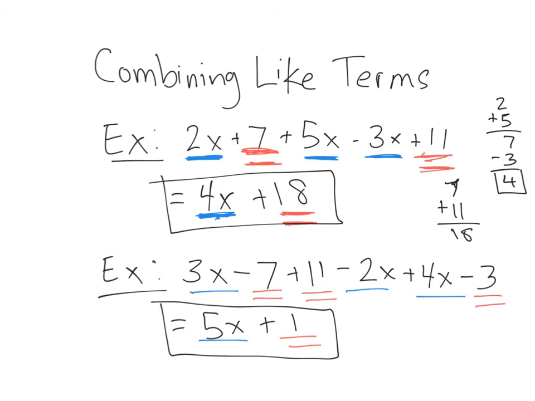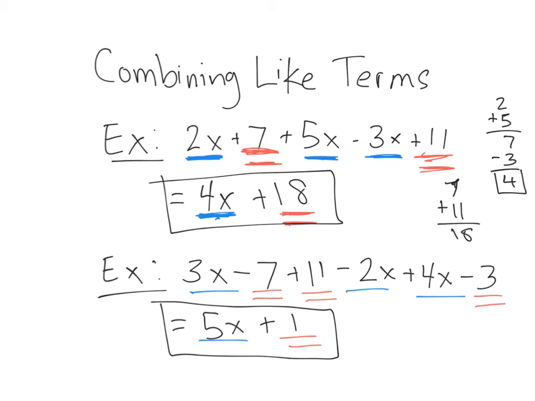Okay, go ahead and check your work here. Hopefully you got it right. First, I'm going to look at my x terms. I underlined those in blue. 3x minus 2x makes 1. 3 minus 2 is 1. And 1 plus 4x will make 5x. So on the blues, 3 minus 2 plus 4 makes 5. And then if I look at my red terms, negative 7 plus 11 makes a positive 4. And positive 4 minus 3, my other red term, is going to make a plus 1.